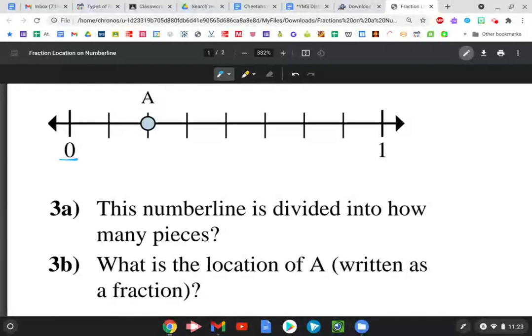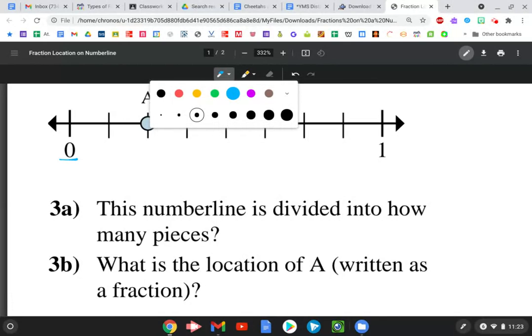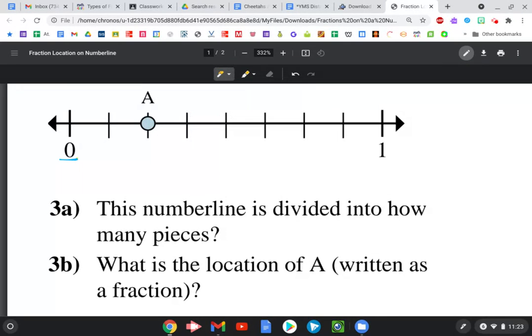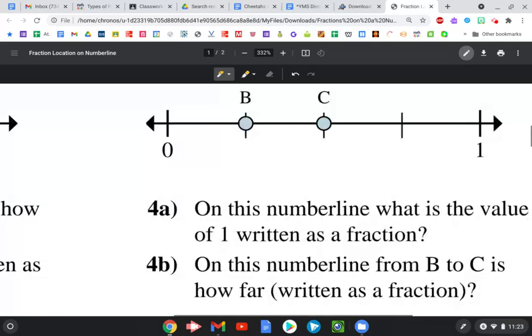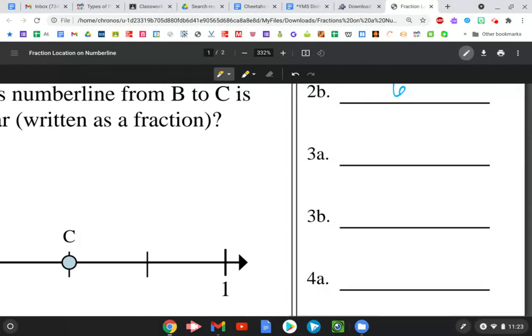Ooh, I'm going to go ahead with a different color now. Let's go with yellow. We got 0/8, 1/8, 2/8, 3/8, 4/8, 5/8, 6/8, 7/8, and 8/8. All right. So this number line in 3A is divided into 8 pieces. Let's see, 3A, 8 pieces.